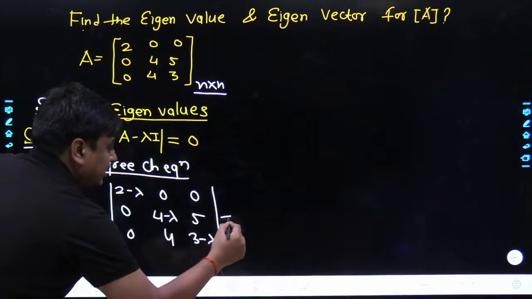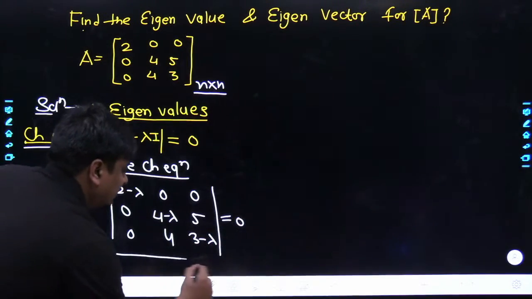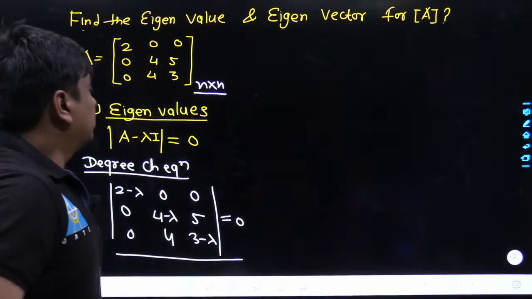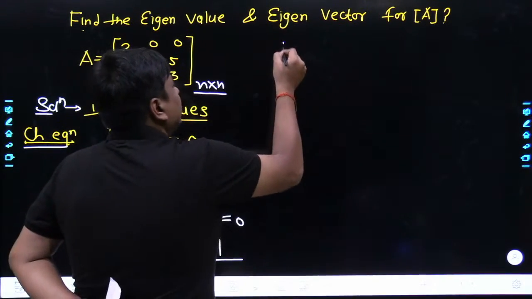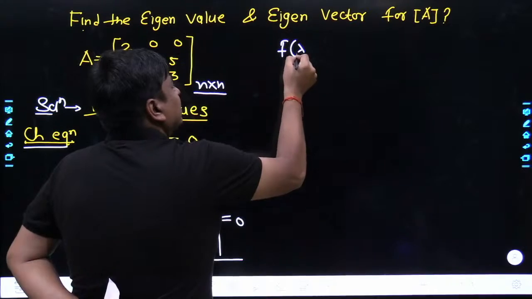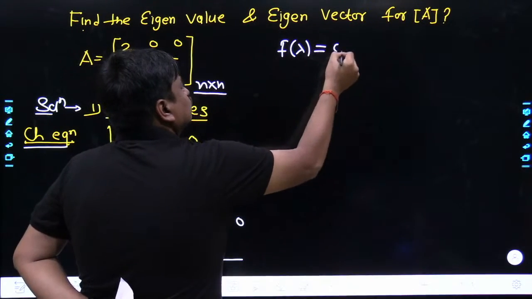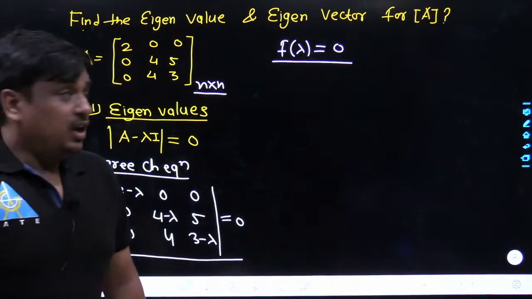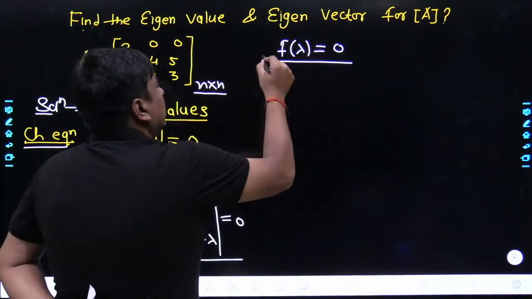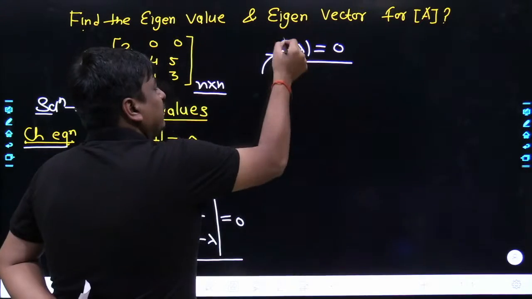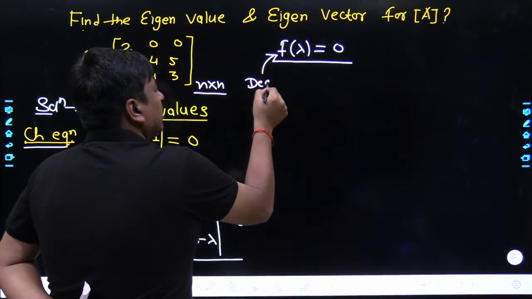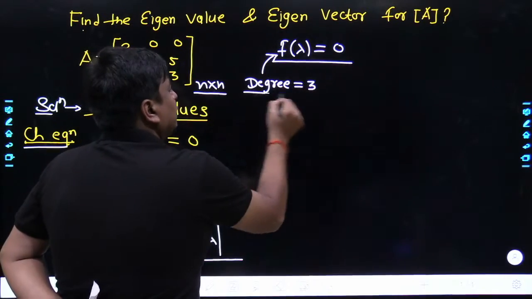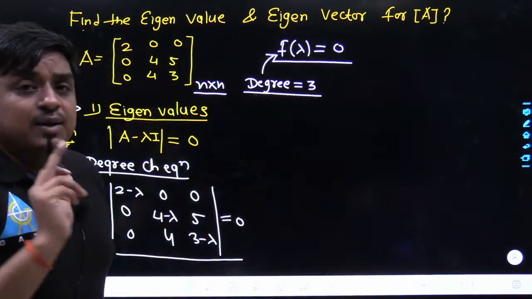I need to take the determinant of it and compare it with 0. Is that part clear? At the end of the day, you will land up with a function of lambda on the left hand side, which gets compared with 0. And if we talk about the degree of this polynomial f of lambda, the degree is equal to 3.